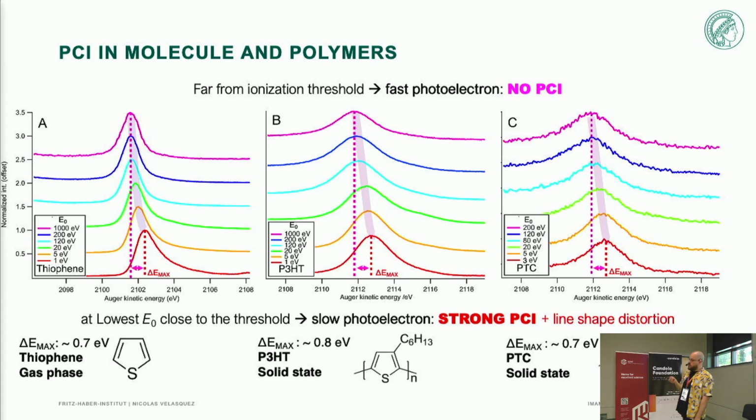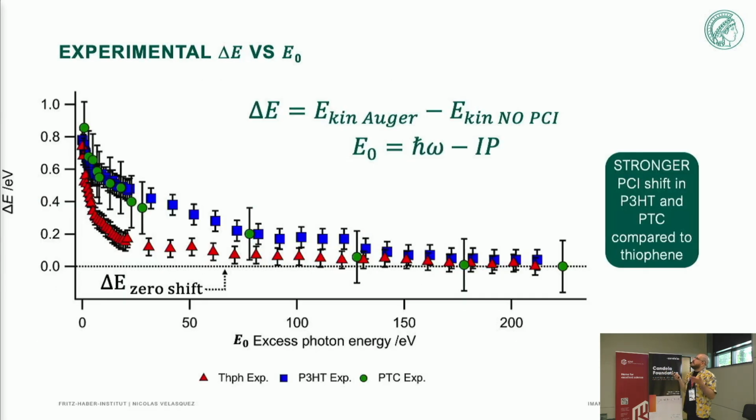So if we take all of our Auger spectra and we fit them, which were many, then we can have a direct comparison of the line energy shift, this delta E, as a function of the excess photon energy with respect to the IP, this E0 here. And for the case of the solids, blue P3HT and green polythiophene, we will see how they both decay to this zero shift line where we have no PCI, much slower compared to the case of the thiophene molecule. And also PCI is much stronger in the case of the solid state.